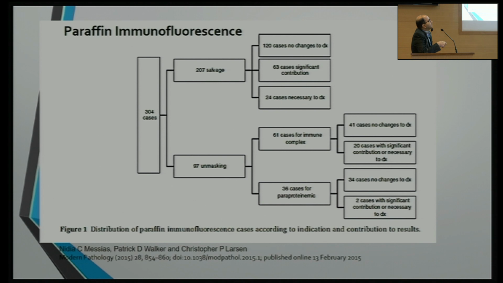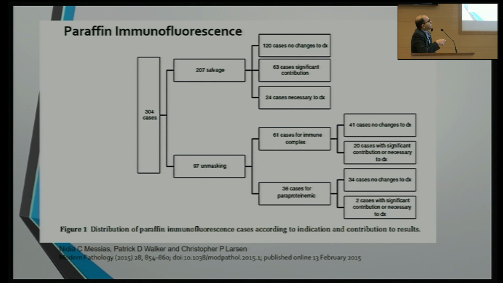In paraproteinemia cases, in the majority, 34, there was no change in the diagnosis, but there were two cases where there was a change in the diagnosis, or a contribution by paraffin immunofluorescence. The first was a case of mixed LCDD with light chain tubulopathy. The light chain tubulopathy was missed by routine immunofluorescence and picked up by paraffin immunofluorescence. Similarly, the second case had light chain tubulopathy with light chain crystallopathy, where the light chain crystals were not picked up on routine immunofluorescence.